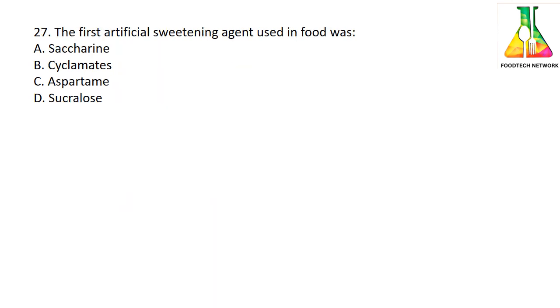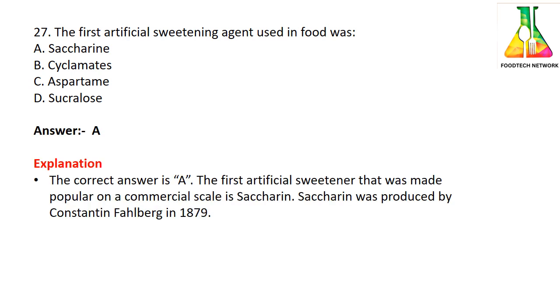Question number 27. The first artificial sweetening agent used in food was option A, saccharin, option B, cyclamate, option C, aspartame, or option D, sucralose. So the right answer is A, saccharin. The first artificial sweetener that was popular on a commercial scale is saccharin. Saccharin was produced by Constantin Fahlberg in 1879. So definitely the right answer is saccharin.